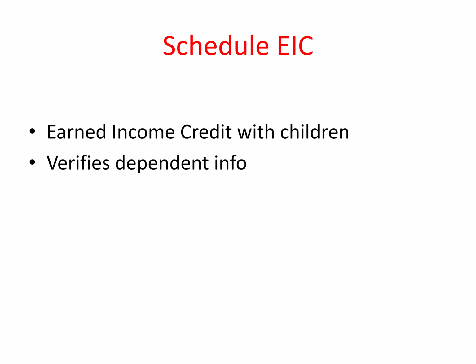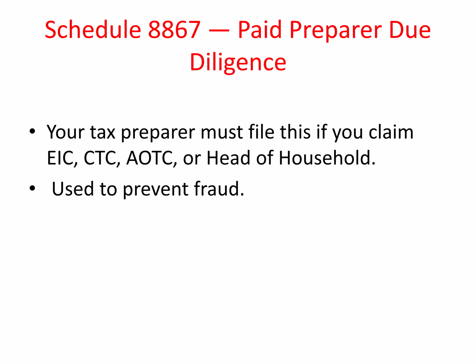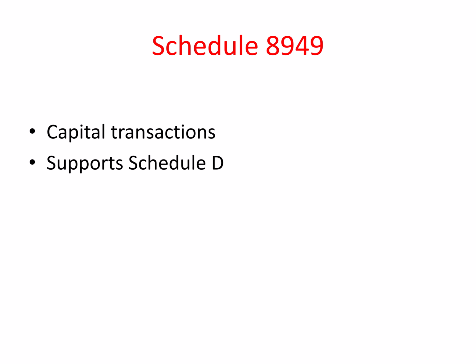Schedule EIC, Earned Income Credit. When you need it: if you qualify for the Earned Income Credit and have a qualifying child. Important fact: helps verify dependent and income details. Schedule 8867, Paid Preparer Due Diligence. When used: your tax preparer must file this if you claim EIC, CTC, AOTC, or head of household. Important fact: used to prevent fraud. You don't file it, your preparer does.